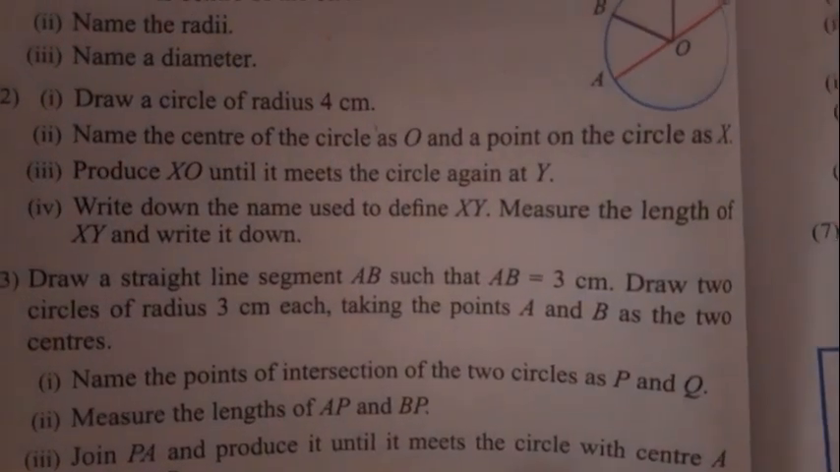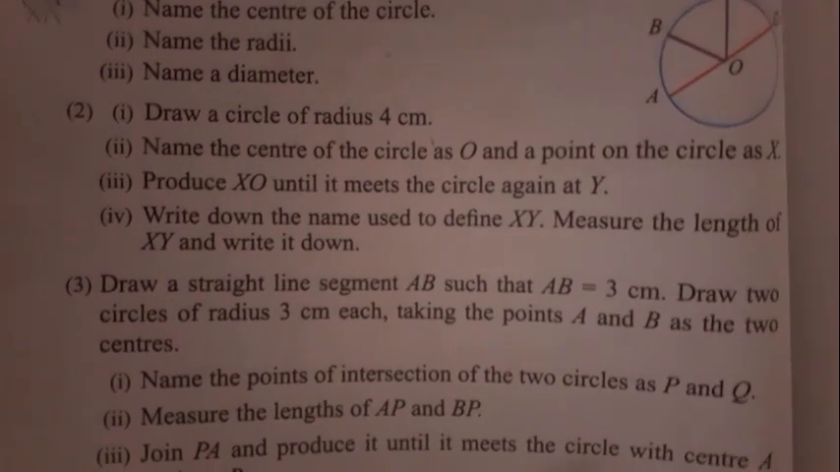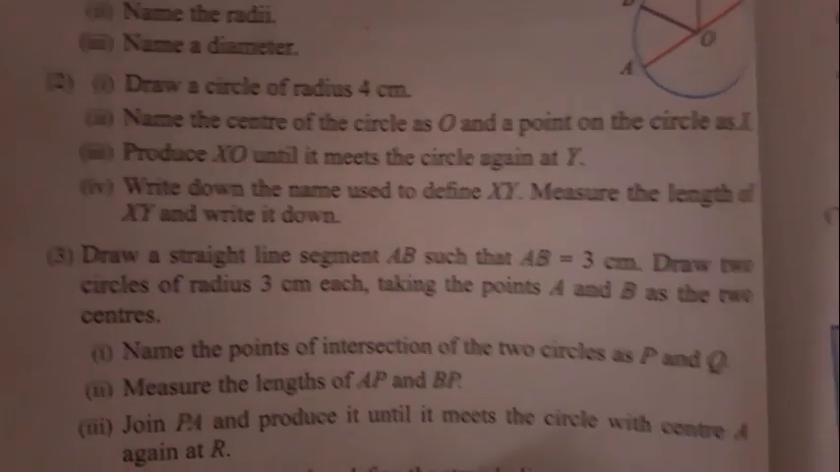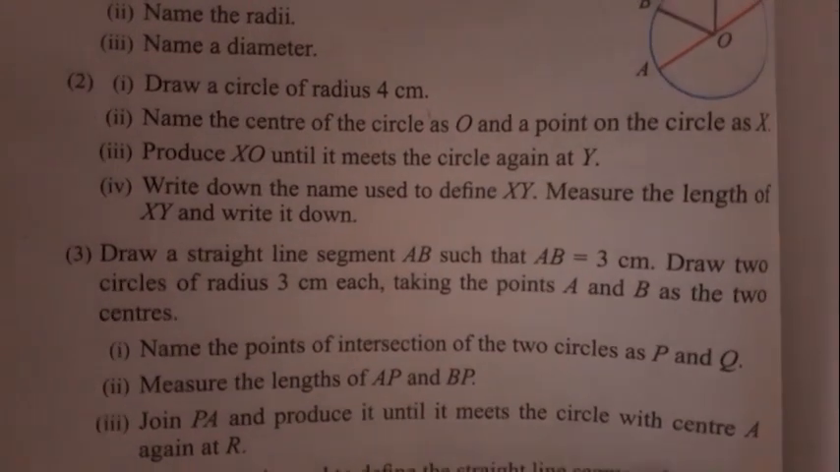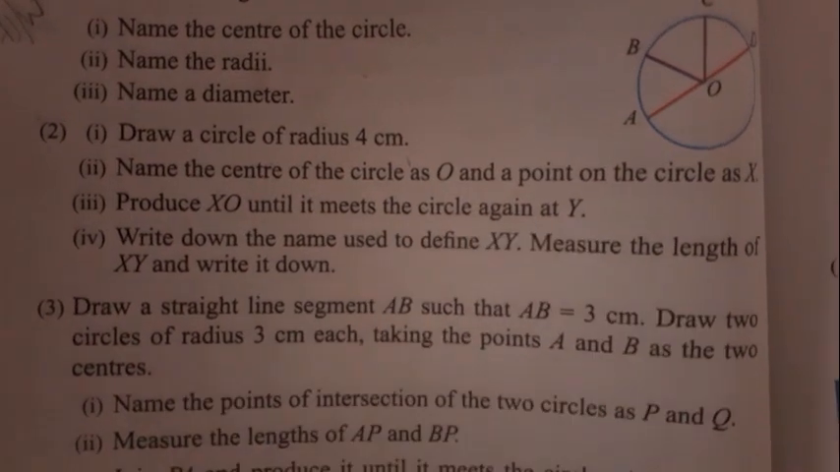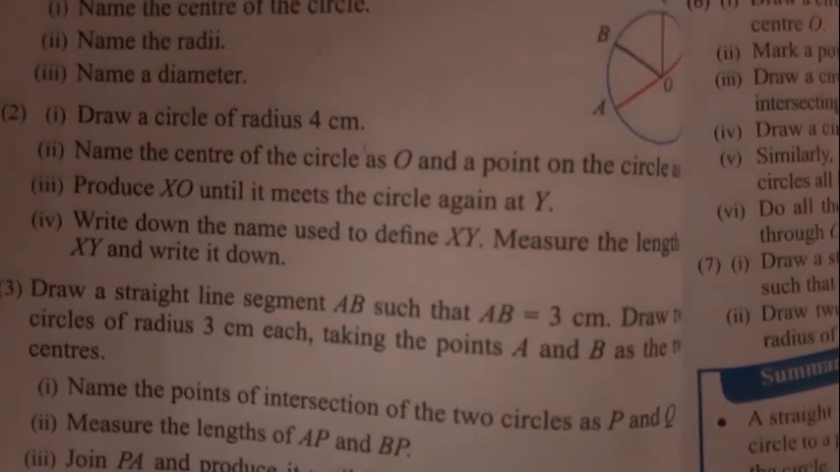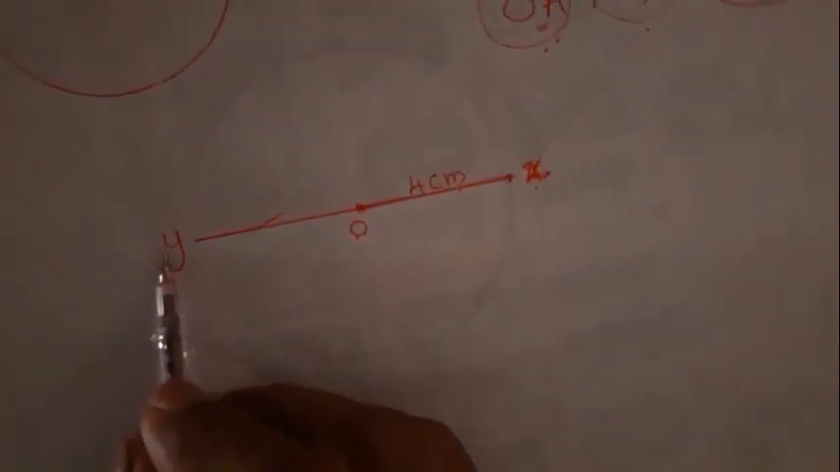And name the point on the circle as X. You can write this as X. O is the center. This point is X. Here 4 centimeters. Produce XO until it meets the circle again at Y. So you have to keep the ruler straight. Then you produce this line until here and mark this as Y. What is the next step?